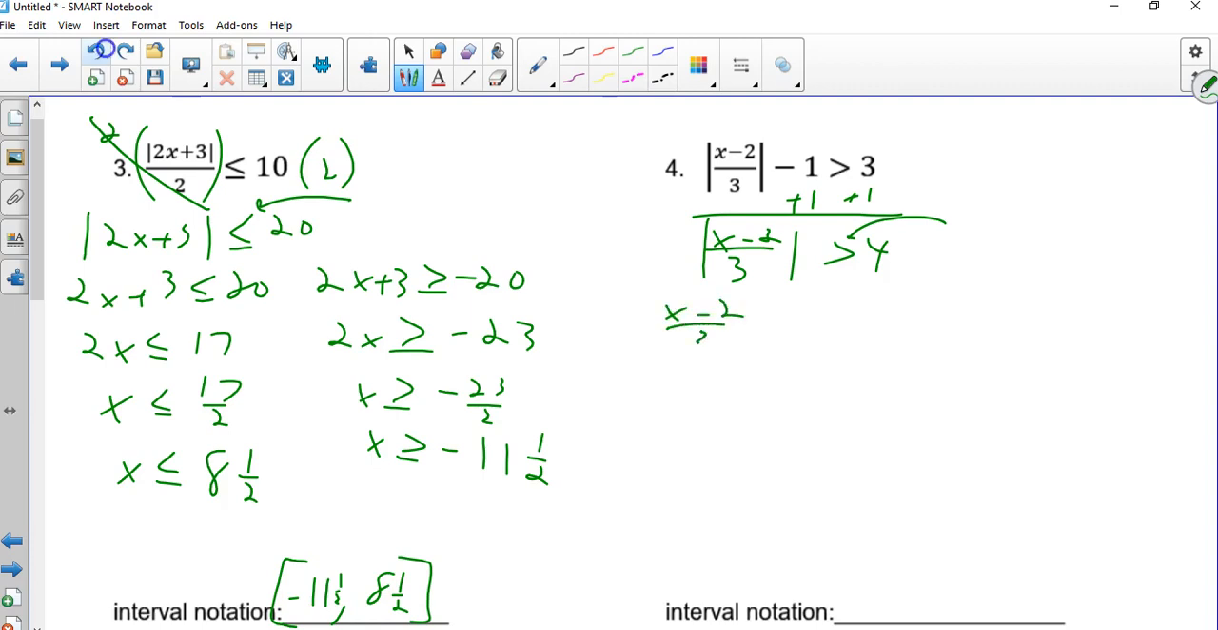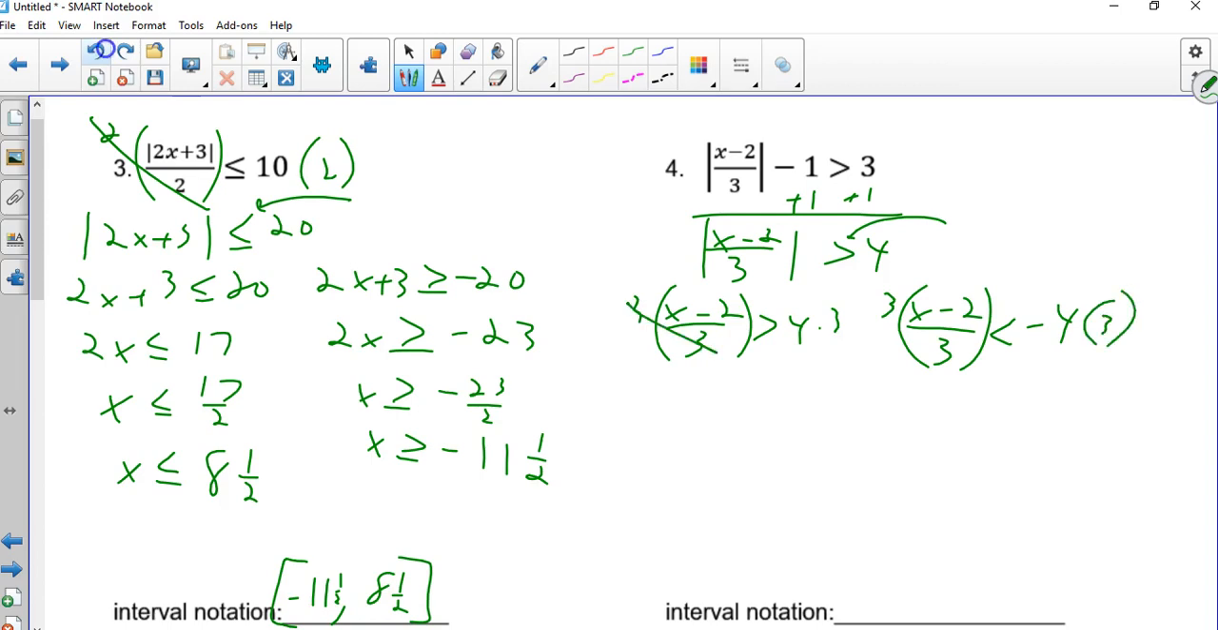X minus 2 divided by 3 is greater than 4. X minus 2 over 3 is less than negative 4. At this point, I can multiply by 3. 3's cancel. I'm left with x minus 2 is greater than 12. 3's cancel. X minus 2 is less than negative 12. Add 2 to both sides. Well, that gives me 14 here. Add 2 to both sides. When you add 2 to both sides, you get x is less than negative 12 plus 2 is negative 10.